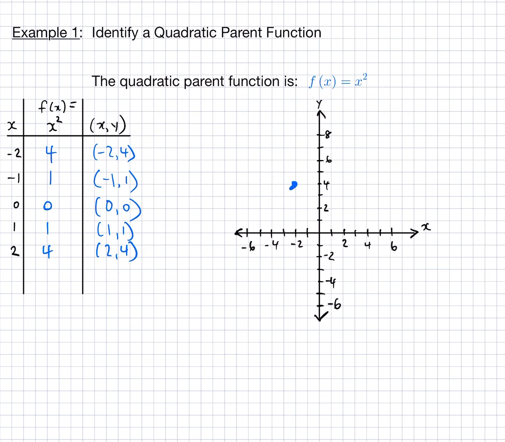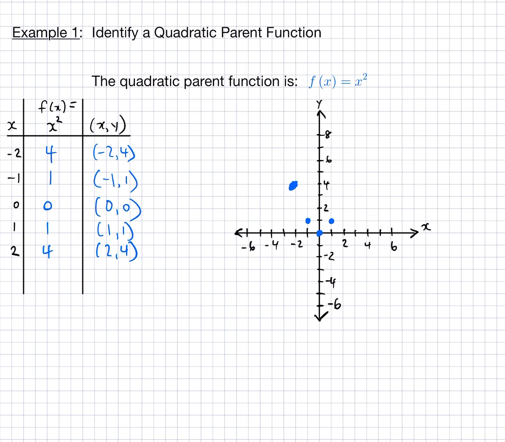And then the next point is going to be (-1, 1), and so we're going to go -1 on the x, and then +1 on the y, and so we're going to plot a point there as well. So the point there, and then we have (0, 0), so that's going to be on the origin, so we plot a point there on the origin. And then the next point would be (1, 1), so that's 1 on the x and then 1 on the y, and so we plot a point there. And lastly, we have (2, 4). So we're going to go 2 on the x-axis and then 4 along the y.